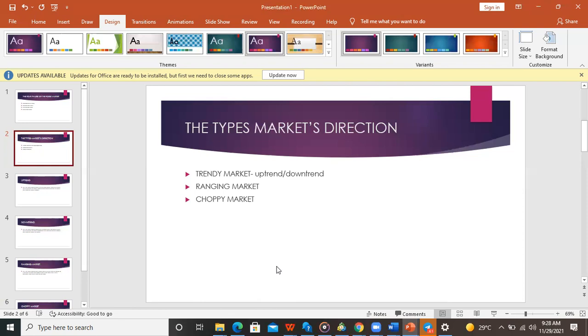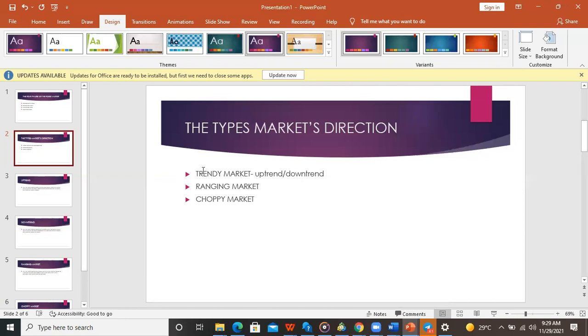All right, so I'm going to take you through the various market directions that we have. The first one is a trending market. When we say a trending market, what does it mean? The trending market is subdivided into uptrend or downtrend. The second one is a ranging market, and the last one is a choppy market. When you open your broker, you will see either of these.